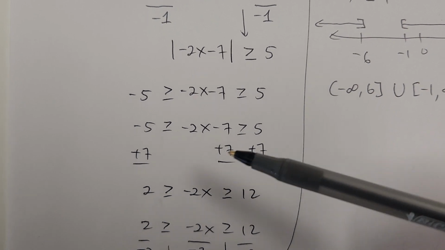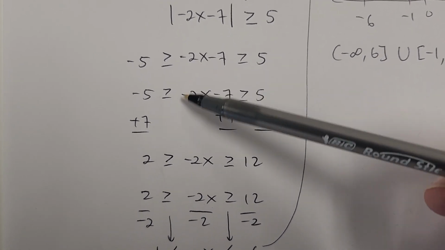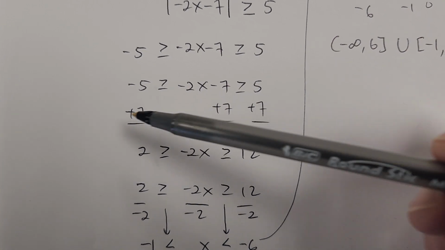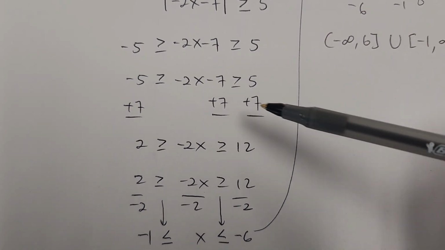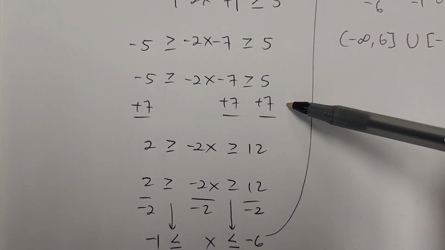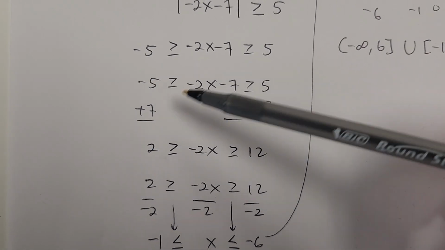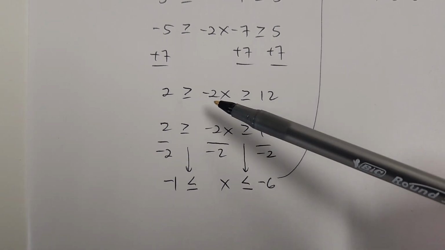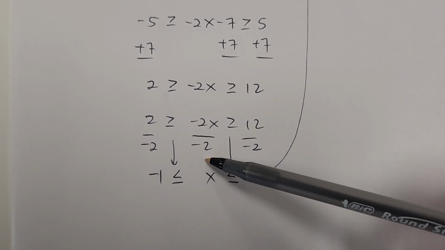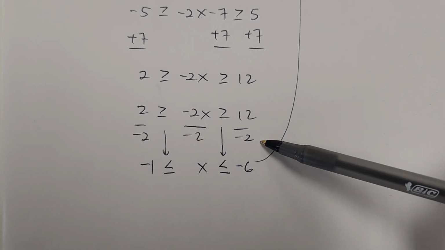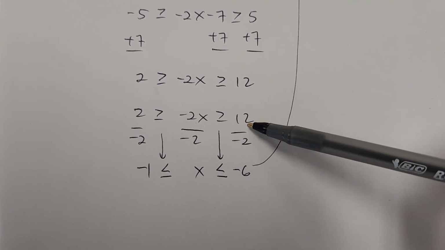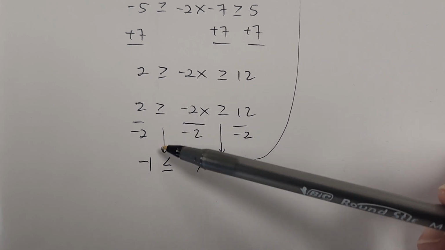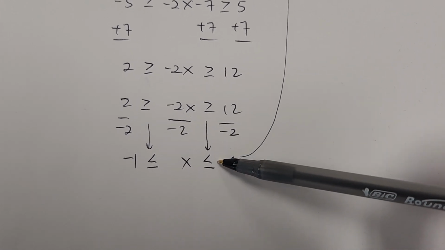Okay, so let's solve the middle part. So we want to isolate the middle. So add 7 to the left and to the right. That gives me +2, -2x, +12. Next, I want to get x by itself, so divide by -2 to the left and the right. So that gives me -1, gives me -6. However, I'm dividing by negative. This symbol is switch. This symbol is also switch.